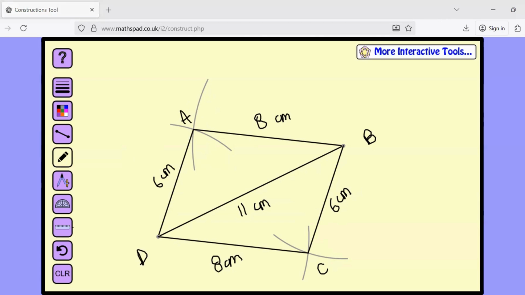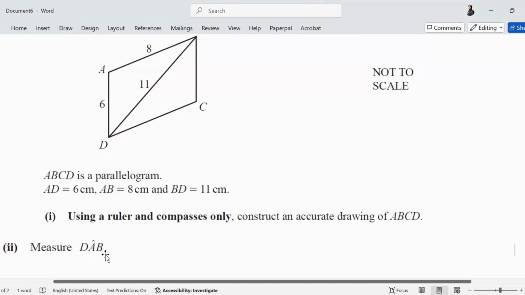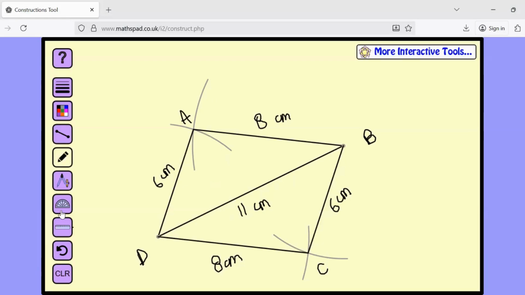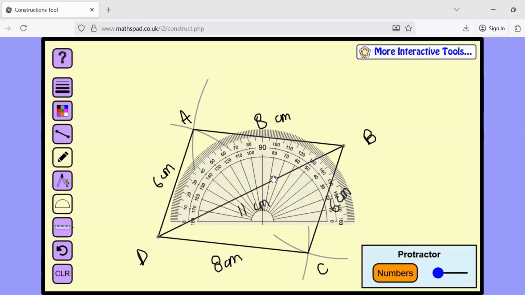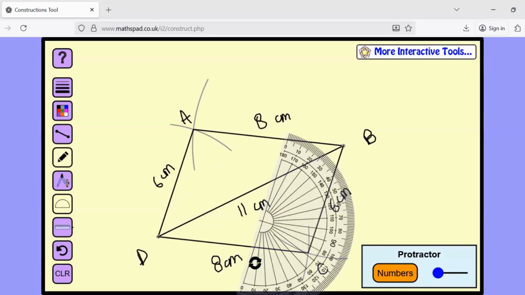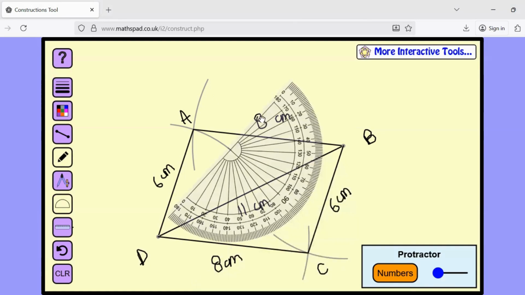In the second part, the question wanted us to measure the angle DAB. So which angle does it want us to measure? DAB, the angle A. Use a protractor to measure the angle. Whenever the word measure is used, always use a protractor. Do not go for calculation.